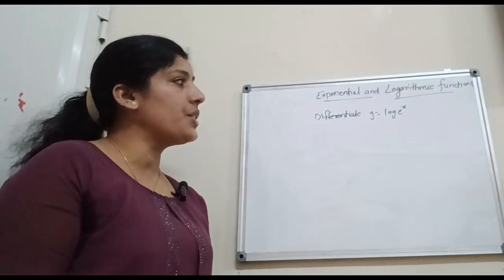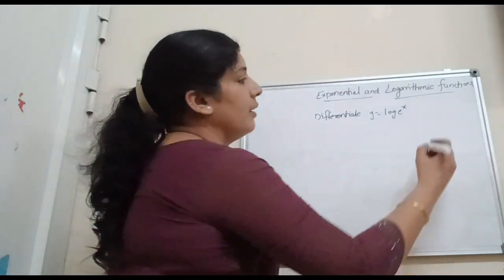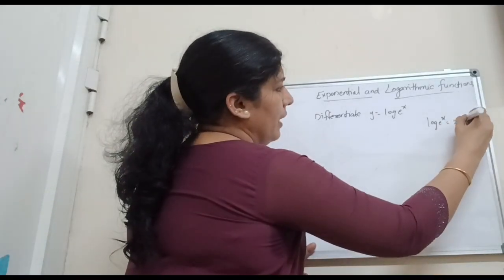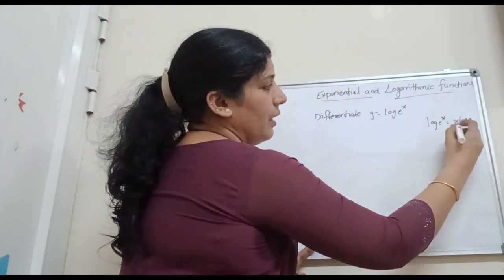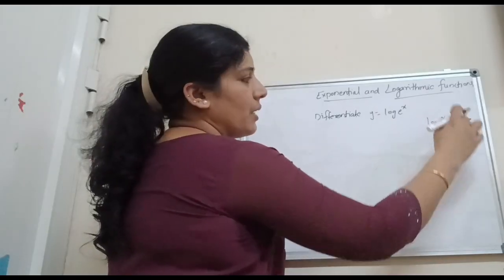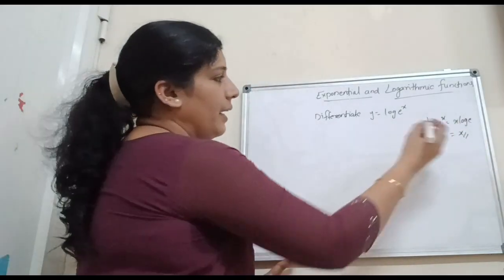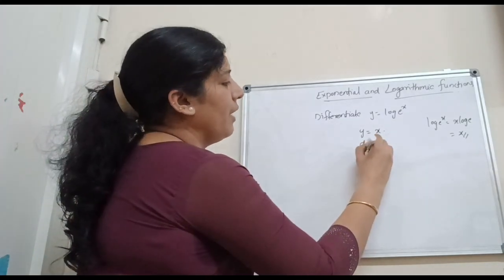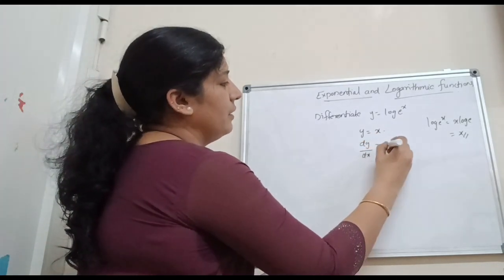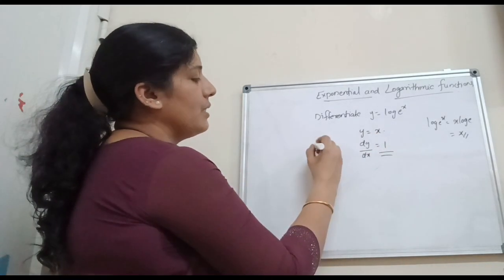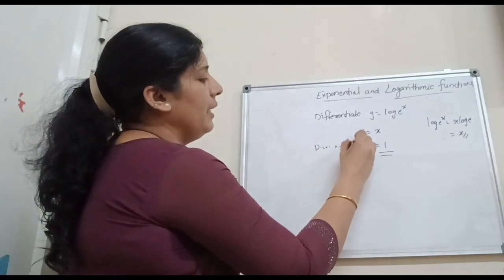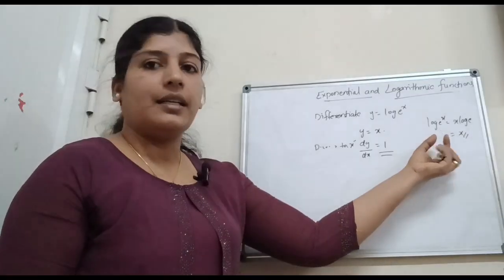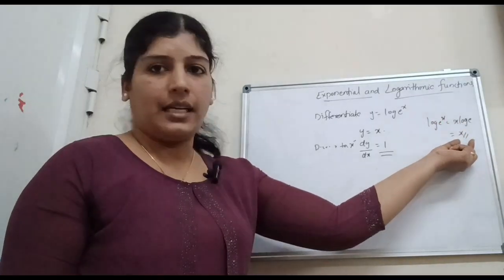Next, consider the question. Differentiate y equal to log e raised to x. We know that log e raised to x is equal to x log e. We know that log e is 1. That is, it is equal to x itself. Log e raised to x is x. Therefore, directly we can write y is equal to x. Therefore, dy by dx equal to 1. Differentiating on both sides with respect to x, dy by dx equal to 1. Here we have to apply the result log e raised to x equal to x.